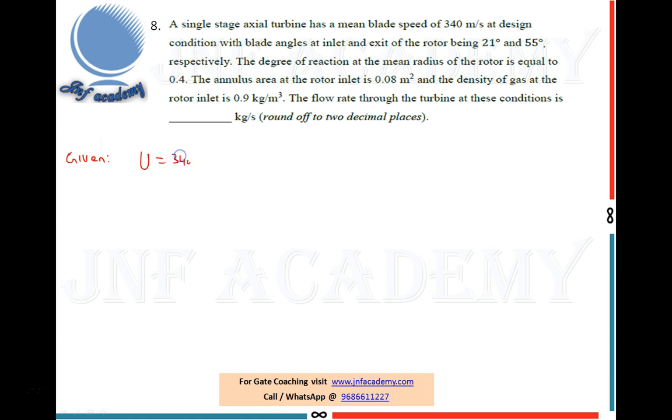U is equal to 340 meter per second at a design condition, with the blade angles at the inlet and exit of the rotor. They have given the blade angles, which are beta 1 and beta 2. Beta 1 is 21 degrees and beta 2 is 55 degrees. They have also given the degree of reaction at the mean radius of the rotor, which is 0.4.